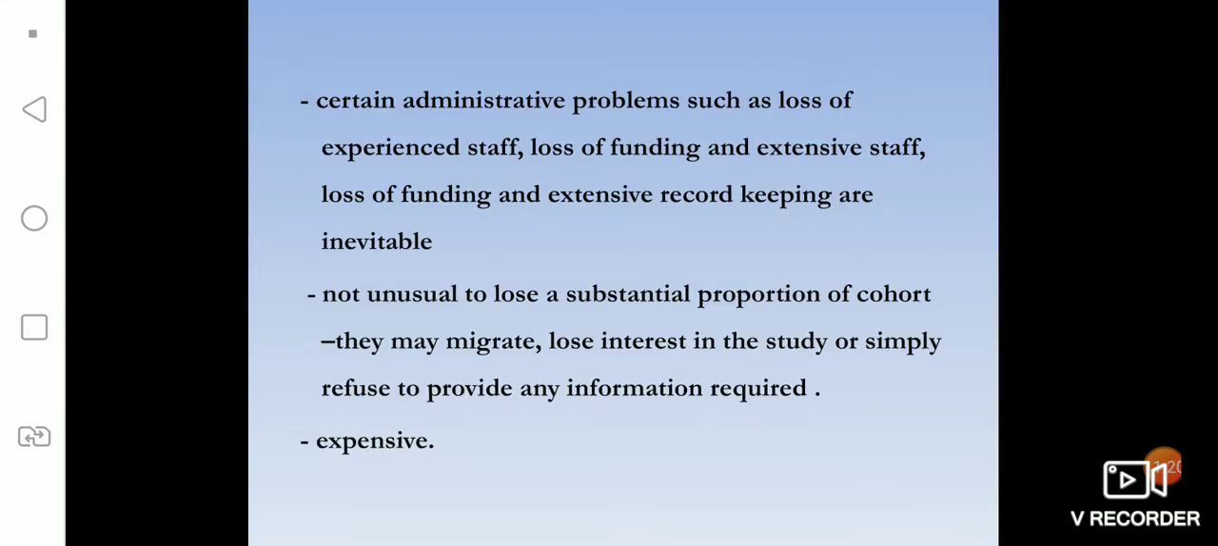Certain administrative problems such as loss of experienced staff, loss of funding, and extensive record keeping are inevitable in these cohort studies. It is also not unusual to lose a substantial proportion of cohorts. That is, attrition problems are very high in cohort studies. They may migrate, lose interest in the study, or simply refuse to provide any information required, which can lead to information bias. And lastly, they are quite expensive.